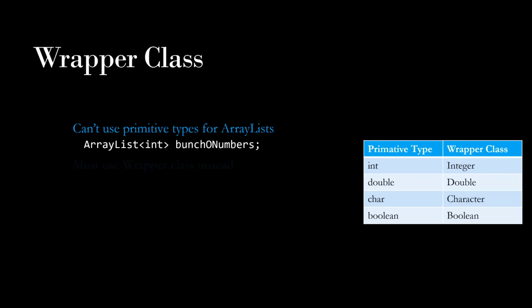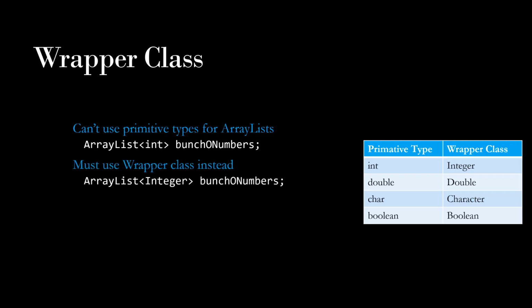Because int is a primitive data type. Instead, what you have to do is a thing called a wrapper class. So instead of int, you use Integer, capital I. Instead of a double, you use a Double with a capital D, and so on and so forth. It's on the screen. You can see it.